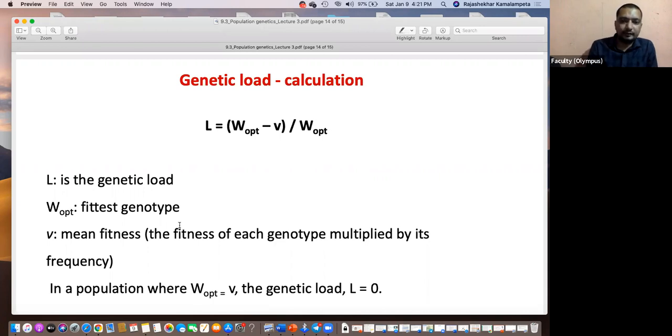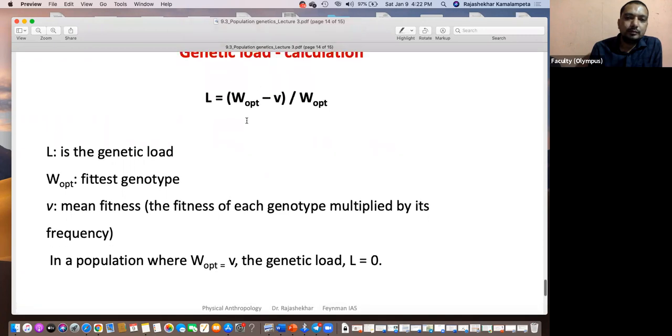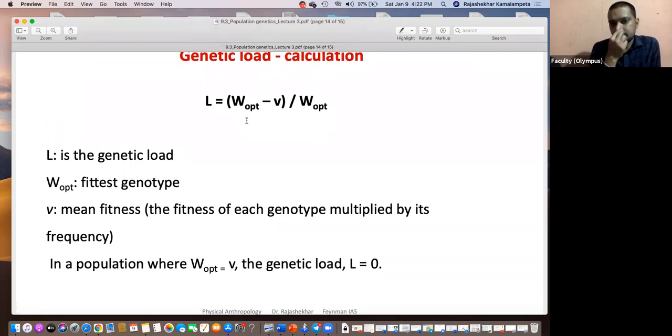In the opposite case, mean fitness is drastically different from W optimal. So load can be as high as 1. 1 means 100%. So the value can be anywhere between 0 and 1.